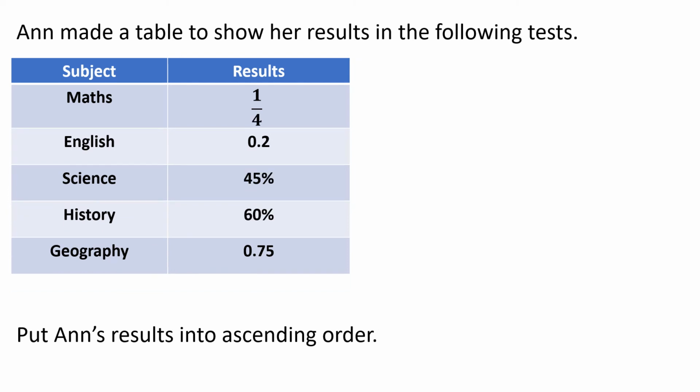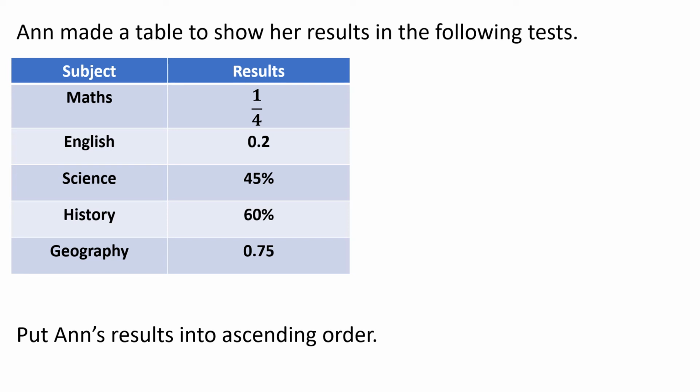So our last example, same format. Anne's got her results table and we're putting them into ascending order. Just this time we have fractions, decimals and percentages. So again, if you're not certain how to change a percentage into a fraction, you need to go and watch our equivalence videos and make sure that you're secure on this skill. If you want to change them all into decimals or percentages, that's fine, but again for this video I'm going to stick with my fractions.